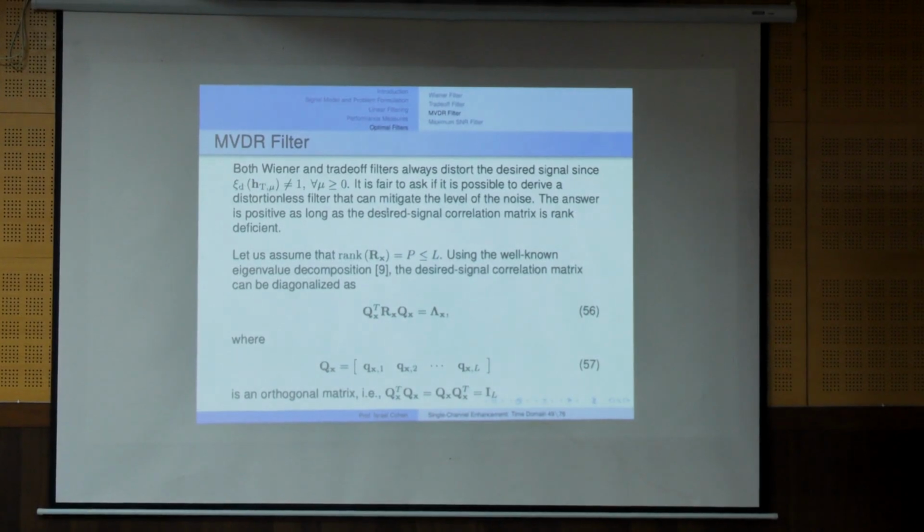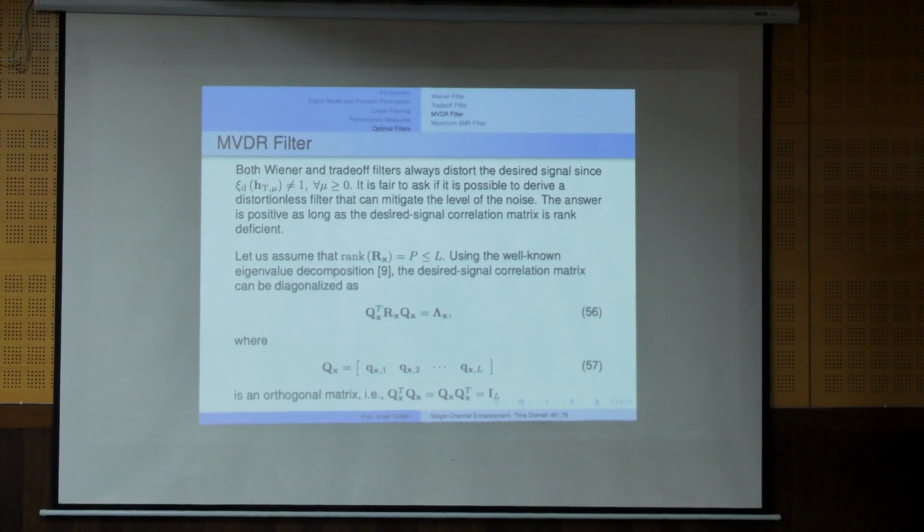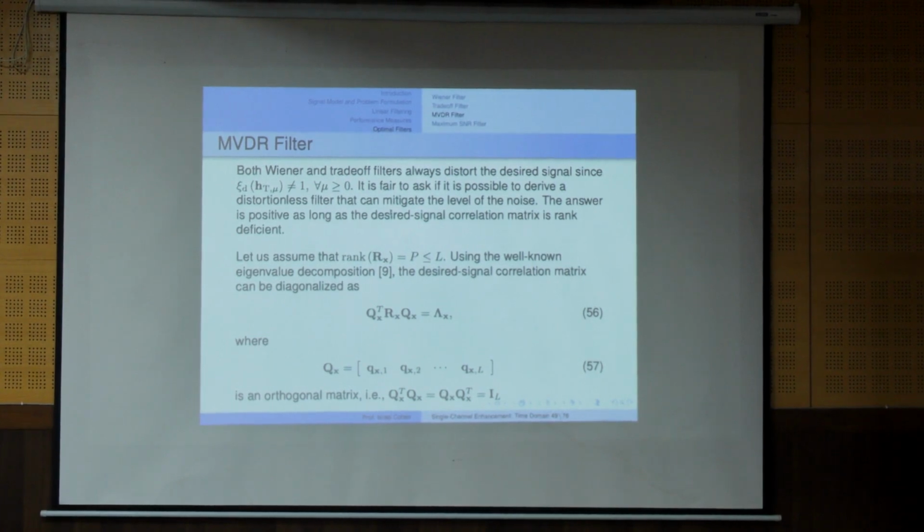Signal subspace and noise subspace. And of course, the signal subspace contains also noise. So how do we do that separation? How do we find the signal subspace?